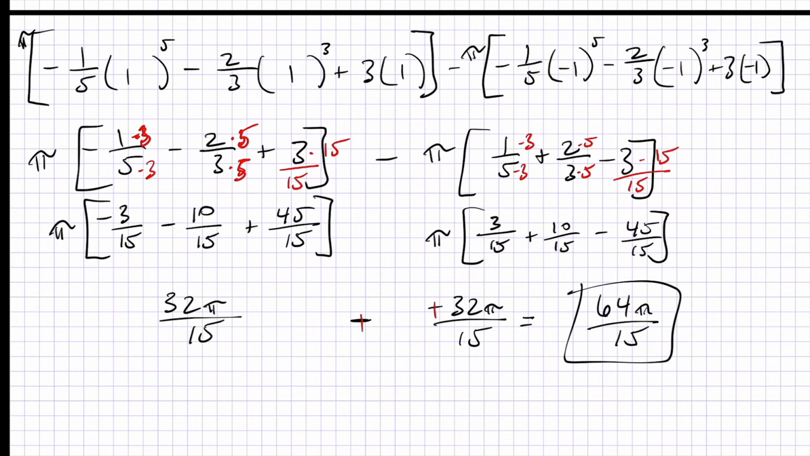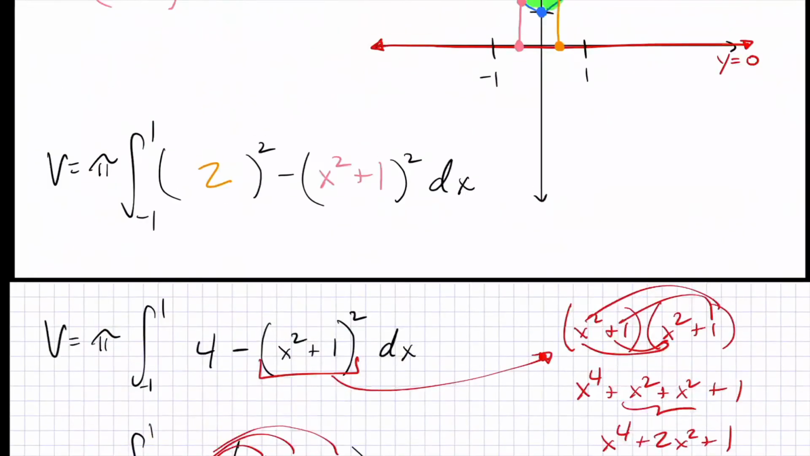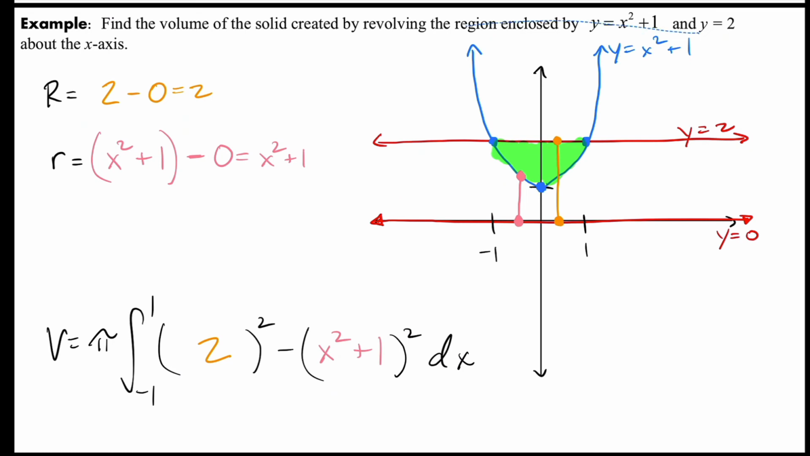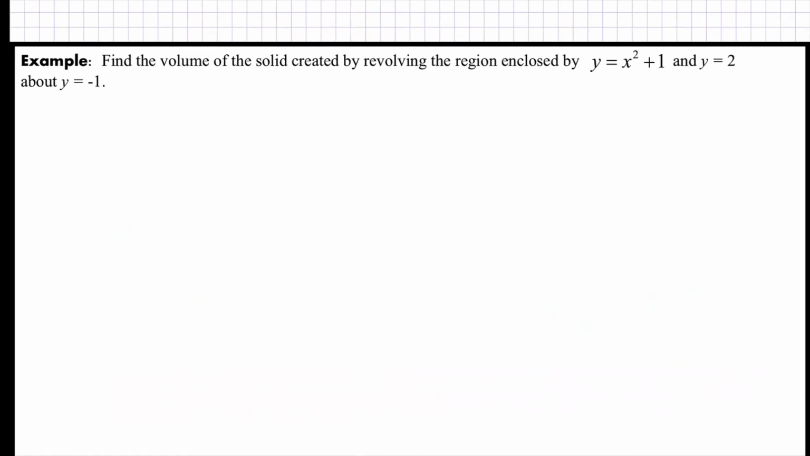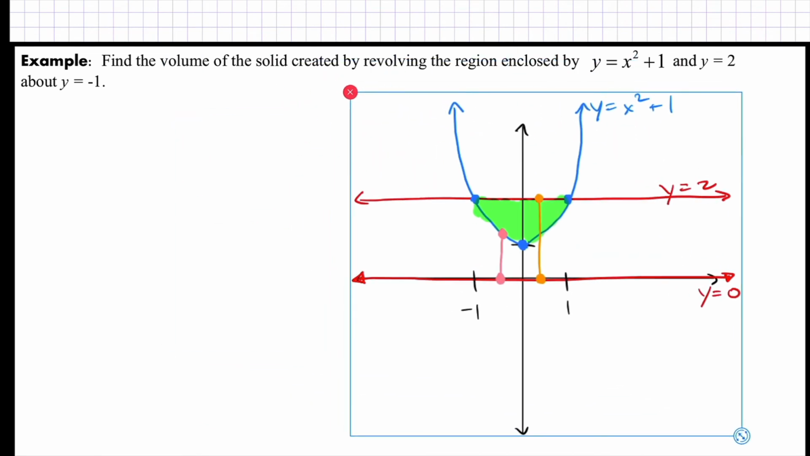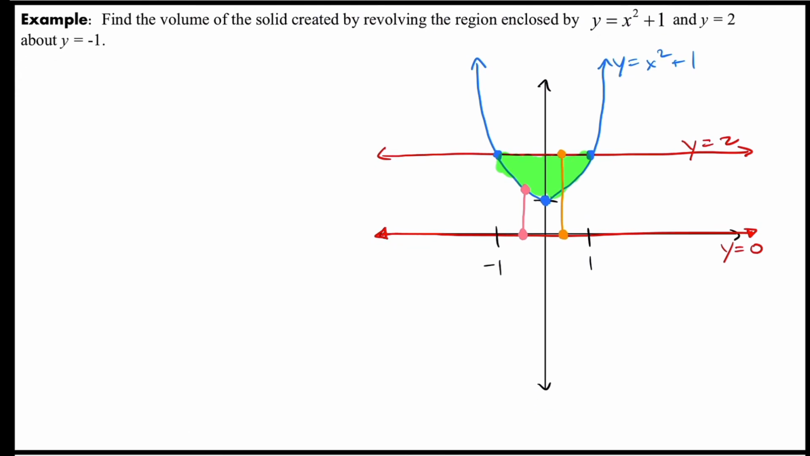All right. Luckily the next one is exactly the same. The only thing that's changed is that the axis of revolution is different. So you can use the same picture. In fact, I'm going to just cut and paste this picture. So we're still finding volume. It's y equals x squared plus 1, y equals 2. This time it's revolving around y equals negative 1. So this guy here, let me redraw this.